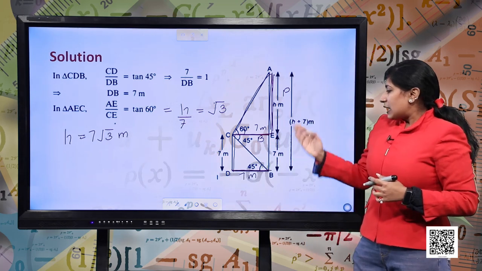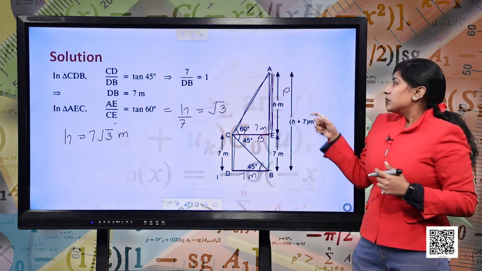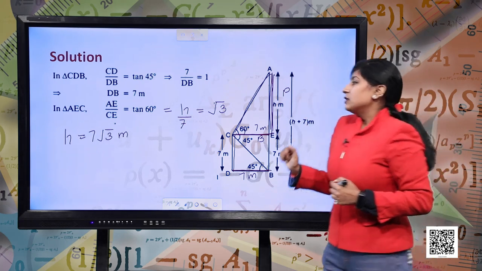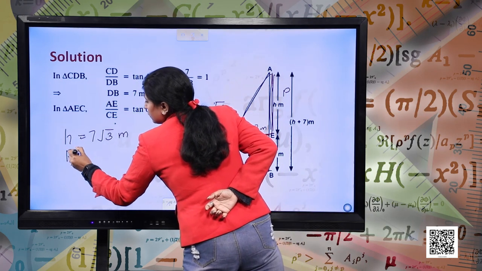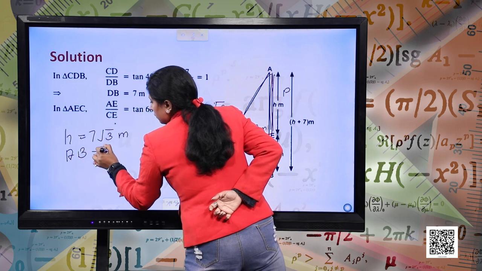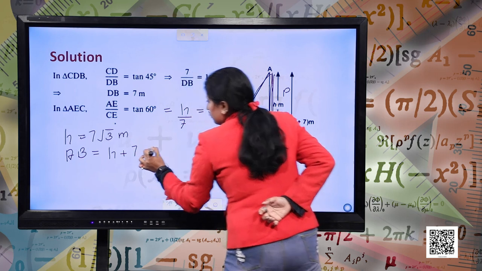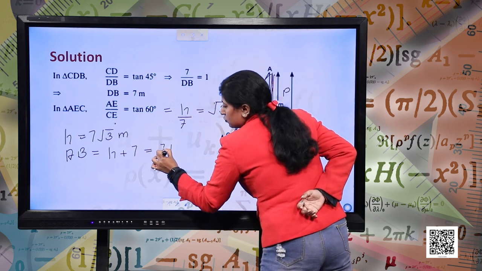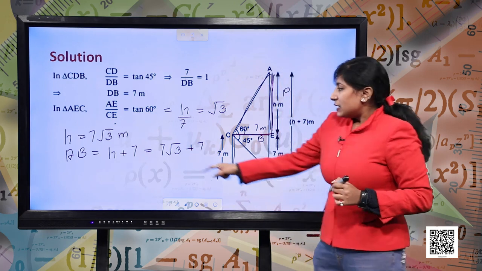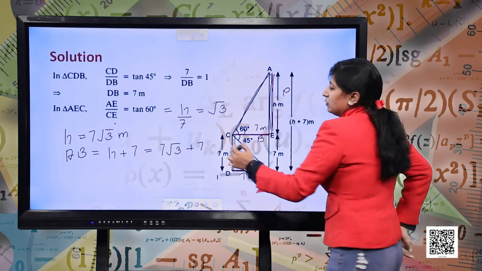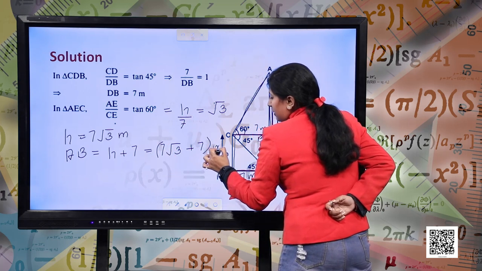No. We were asked to tell the length of AB, which is the tower, and AB is equal to H plus 7. So AB is equal to H plus 7, which is equal to 7 root 3 plus 7, okay? Why? Because H is equal to 7 root 3. So 7 root 3 plus 7 meter.